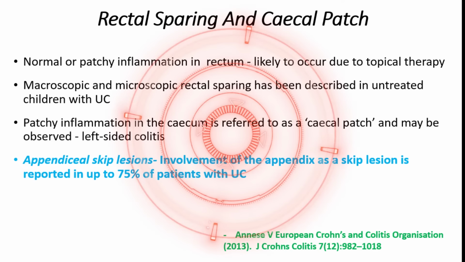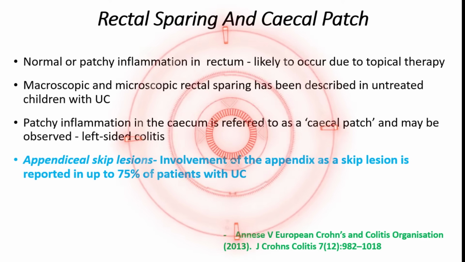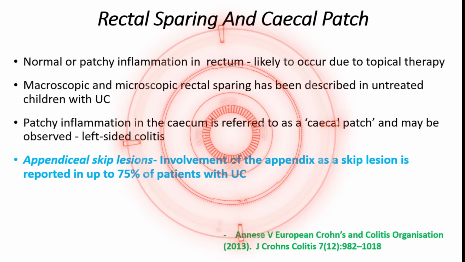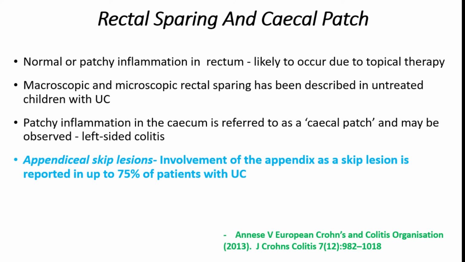Again, the appendix involvement is up to 75%, as I said, and again we have to remember that appendectomy for a proven case of appendicitis before adulthood has a protective value against ulcerative colitis. So the appendix has a close relation with ulcerative colitis, and it is an area of ongoing research.